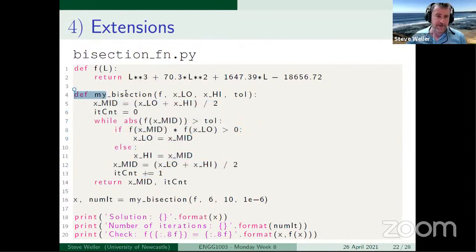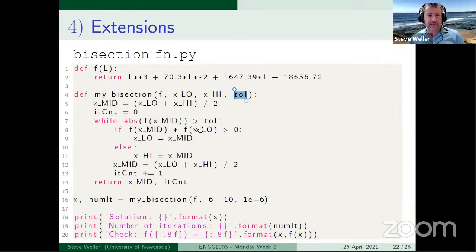So here we have the function definition on line 4. The bisection method needs 4 things in order to do its job. It needs the function we're trying to solve. It needs initial estimates, low and high. Remember, for bisection, they've got to be either side of the real solution, and a tolerance. I called the tolerance EPS before, but it's a different name for the same quantity.